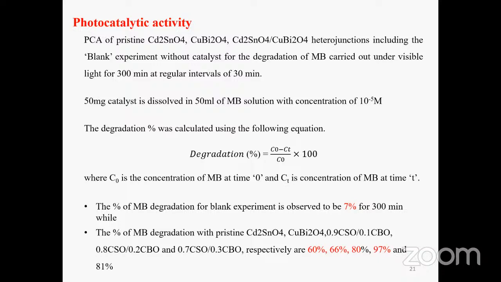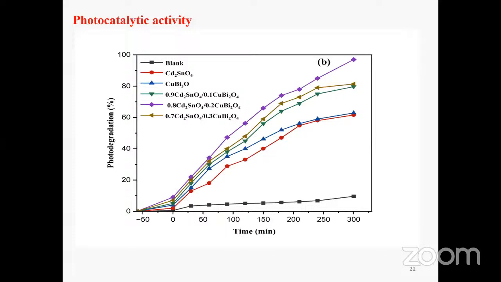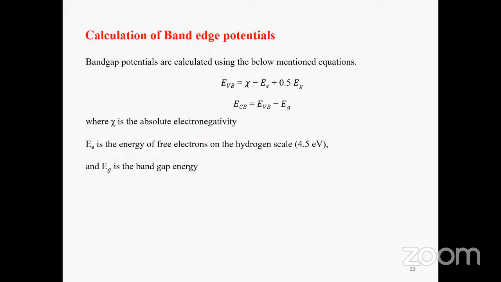Out of all the samples, including parent samples, we have got the best photocatalytic activity percentage for 0.8 CSO and 0.2 CSO, or 0.2 CBO. And this is the photocatalytic activity, the photodegradation percentage of all the samples.